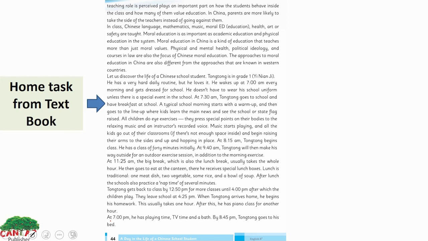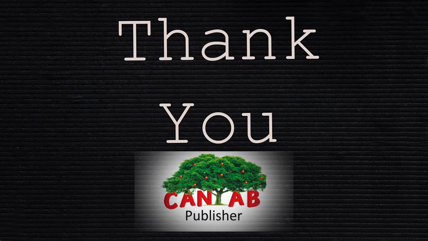You have to give it a read, page number 44 from unit 4. Just read it and identify all the linking verbs you can find. I hope you will do your homework, and if you have any confusion regarding the lesson, you can watch it again and do the exercise. Till next lesson, thank you and Allah Hafiz.